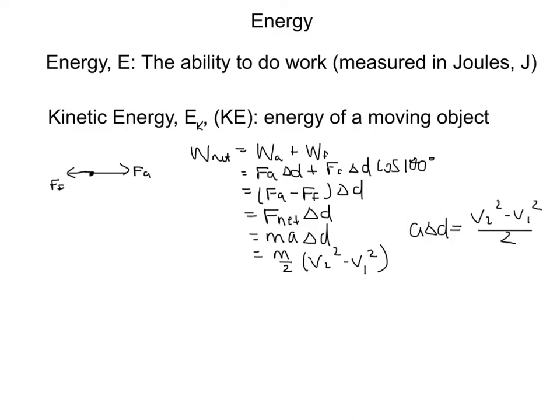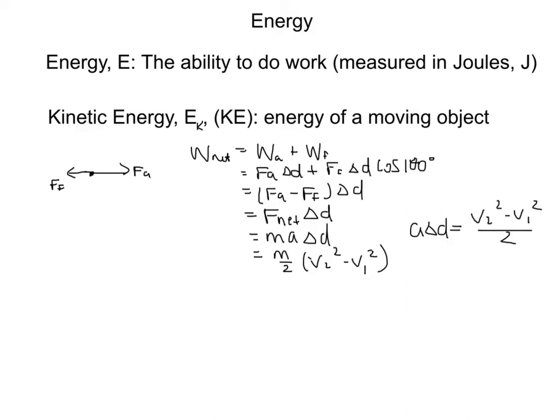Today's lesson is on energy. We use the capital letter E to represent most energy variables, and it is defined as the ability to do work. It is measured in joules, which is represented by a capital J when you use it as a unit.